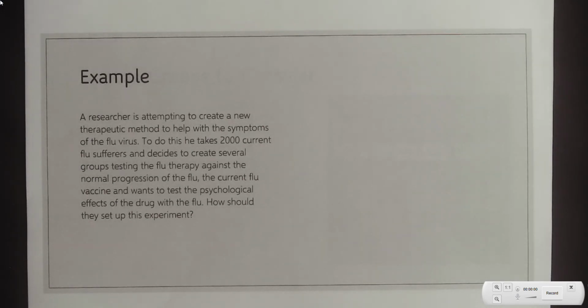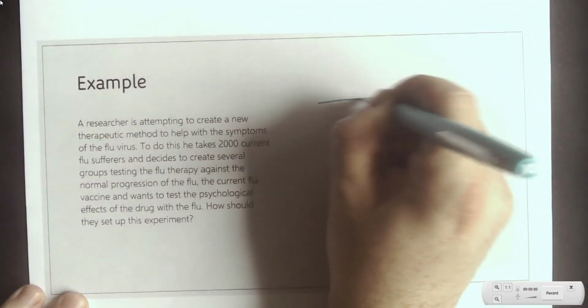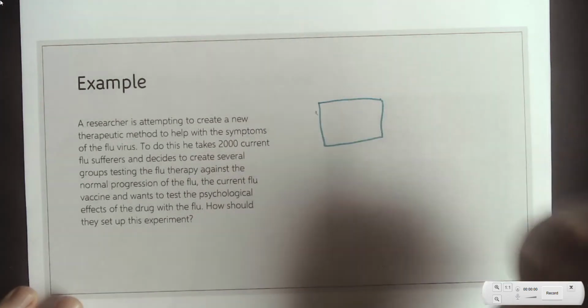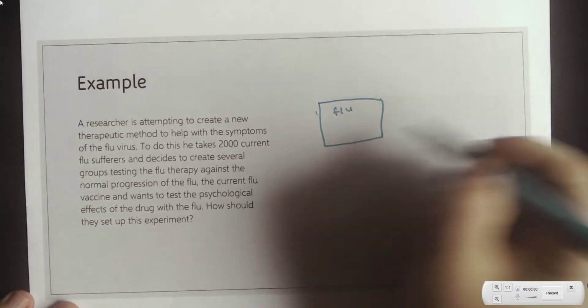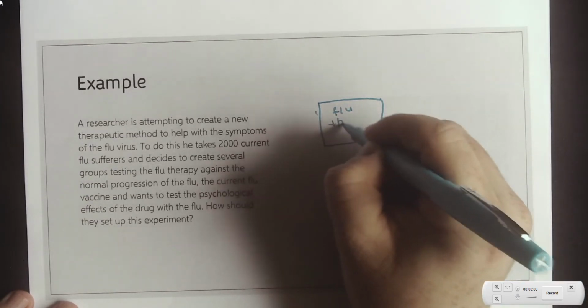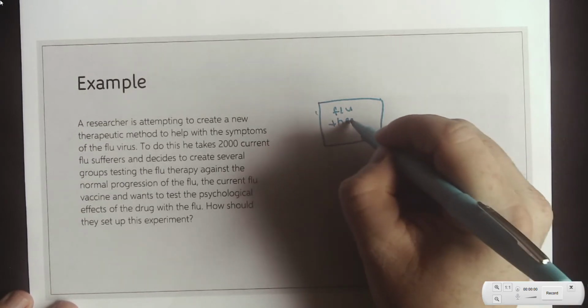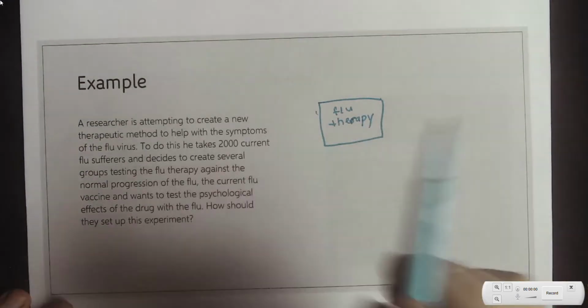So there's really 4 groups that it mentions in here. We're going to start with 3, and then I'm going to talk about the special group number 4 after I go through this one. But the first one is just their flu therapy. This is their brand new therapy. I'm going to spell therapy wrong, and that's just terrible. Therapy. Flu therapy, their brand new therapy.